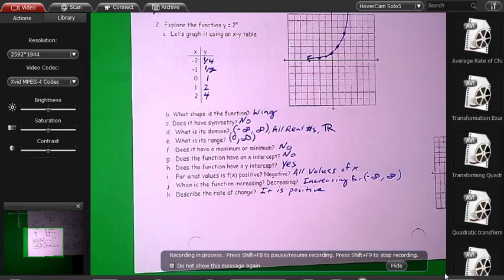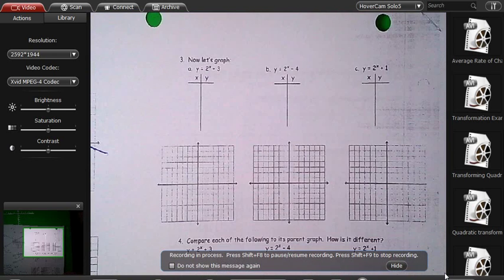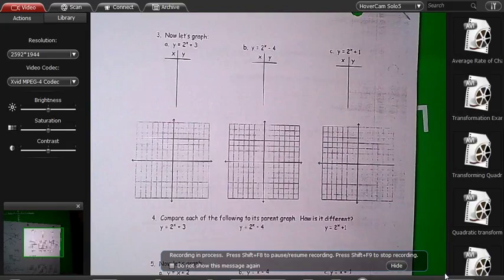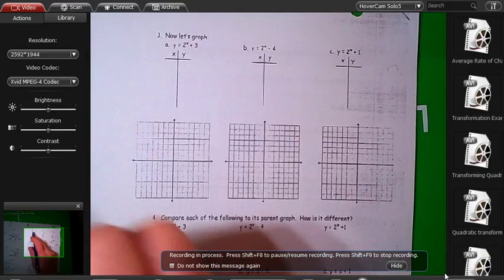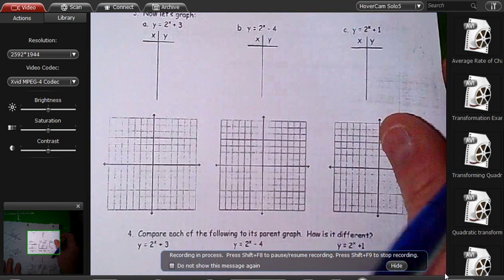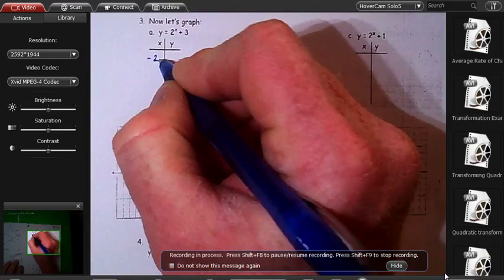All right, now we're going to graph a few of these things. We're going to start out by graphing these using the table, but we're going to end up graphing these without a table. We're going to learn how to graph them based on their key features, the characteristics of the function, like we did with parabolas. All right, so let's start with number 3a. This says y equals 2 to the x plus 3. We're going to use the same x values that we did before: negative 2, negative 1, 0, 1, and 2.